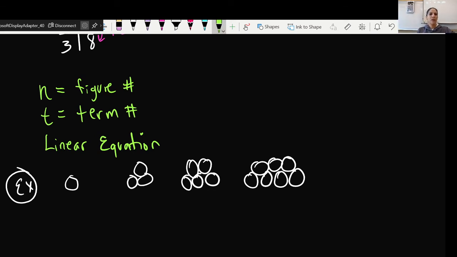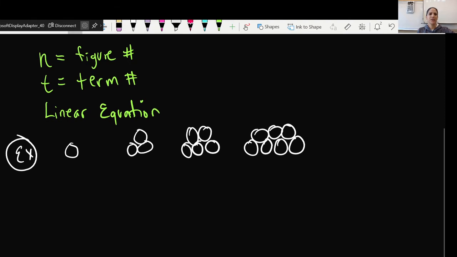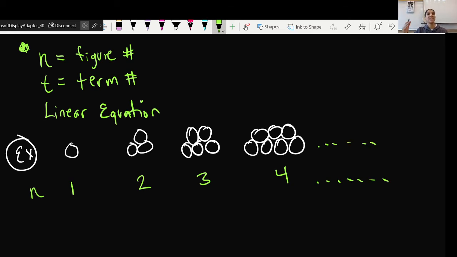First of all, we want to, in this example, use this figure number. So I'm going to put an n here, and I'll show you what I mean by this. In the first one with one circle, that would be the first figure. This one would be the second figure, the third figure, the fourth figure, and I'm going to put dot, dot, dot for both of these because this could keep going. And we could have like 100 of them, or we could have 150 or 75, doesn't matter.